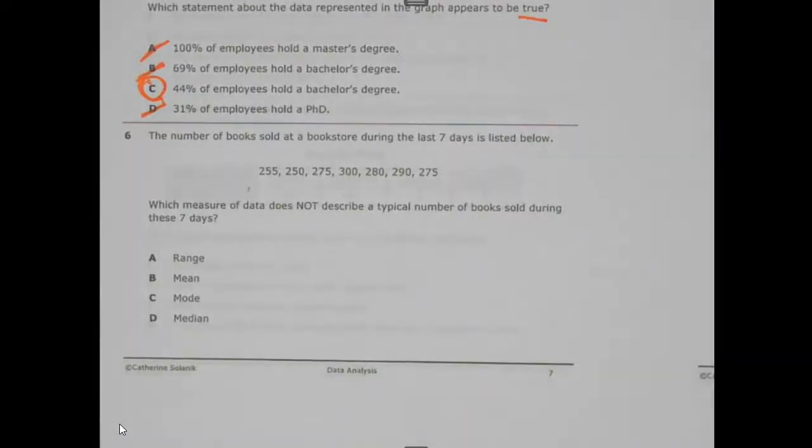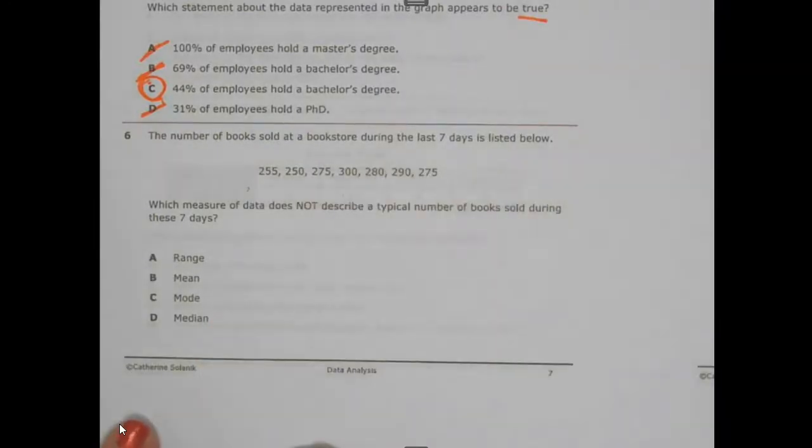The number of books sold at a bookstore during the last 7 days is listed below. 255, 250, 275, 300, 280, 290, 275. Which measure of data does not describe a typical number of books sold during these 7 days?